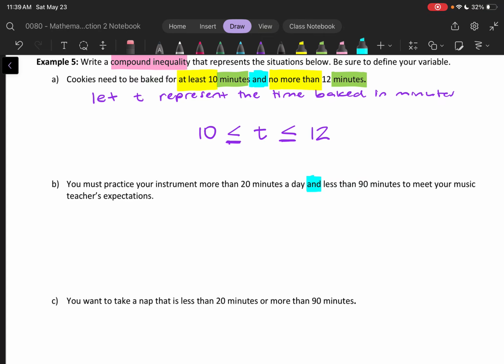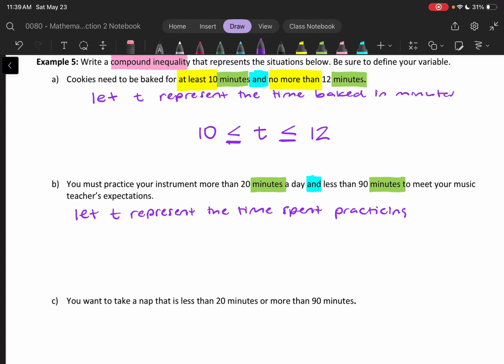Cool. I have another and situation, I could tell because the word and was used. And I'm going to go ahead and do the same thing. I'm looking for my units to help me define my variables. My units are in minutes. What is measured in minutes? Well, of course, it's time. I'm going to let T represent the time spent practicing in minutes.